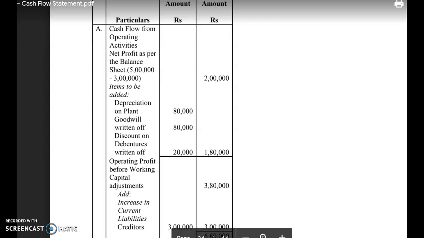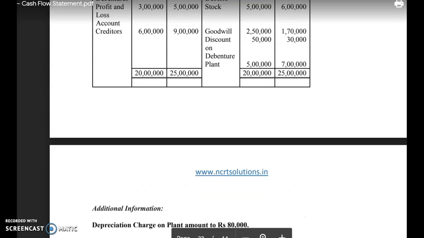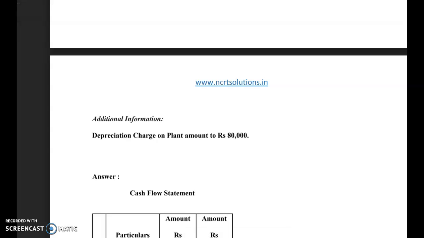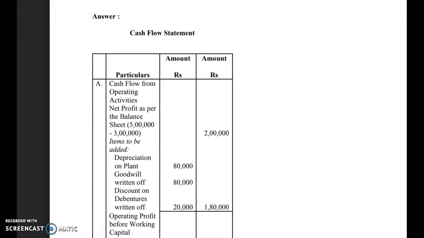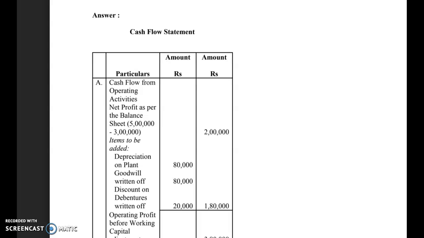Afterwards, we will add the non-cash and non-operating expenses. First here it is depreciation on plant, as it is given here in the additional information. So we will add it back as a non-cash item. The second item we will add is goodwill written off.